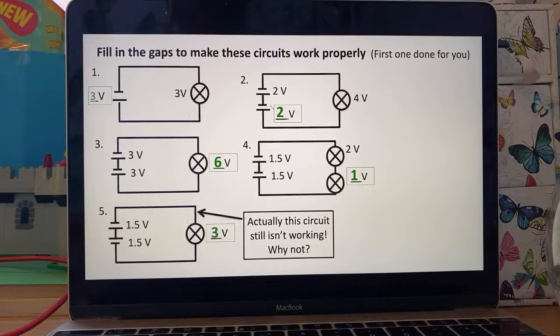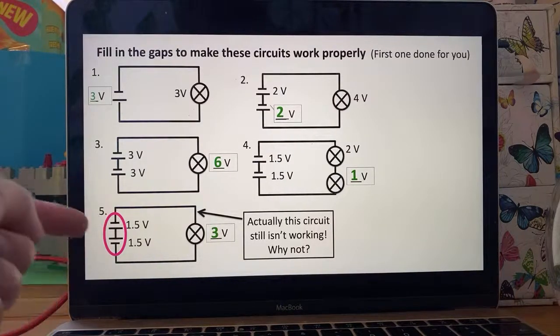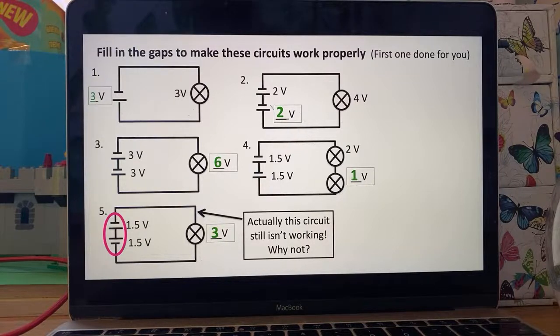And question 5, that's going to be a 3-volt bulb, because that's how much the voltage of the battery is altogether. And well done if you spotted that the circuit is still not working properly, because we talked about this last week. This person's connected their batteries incorrectly, so the negative side and the negative side are both facing outwards, so that is not going to generate this electric field which is going to apply a force to the electrons to let them shift energy to the bulb.